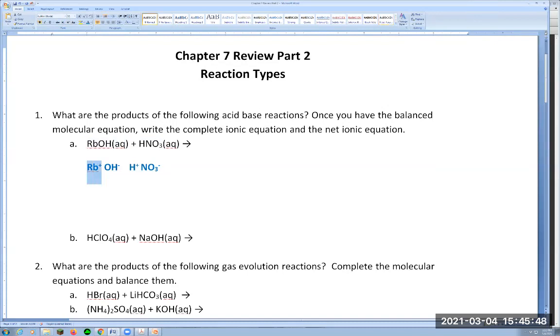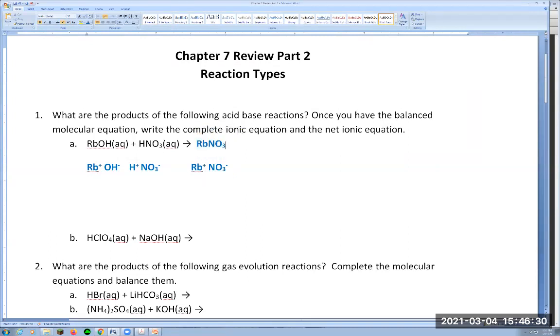For example, the rubidium can decide to partner up with the other negative ion, other than the hydroxide. So it can go with the nitrate instead of the hydroxide. And so we need to find the product formulas by doing this new combination. And so when rubidium combines with the nitrate, we have RbNO3. And one of each ion makes this a neutral formula. So it's just one Rb for one NO3. So this is one of the product formulas that we can make.